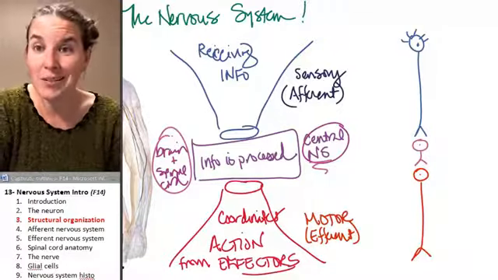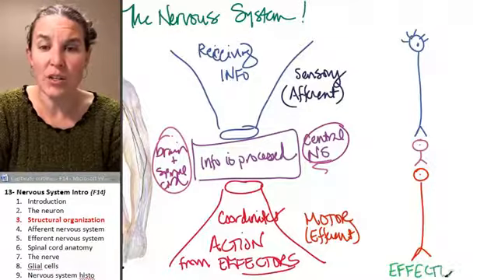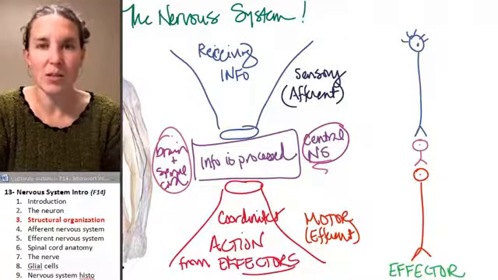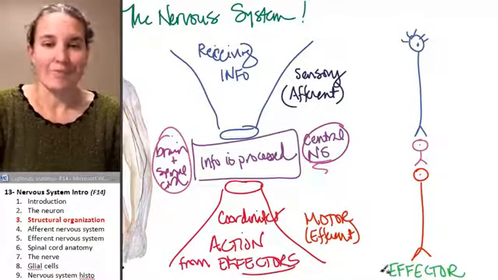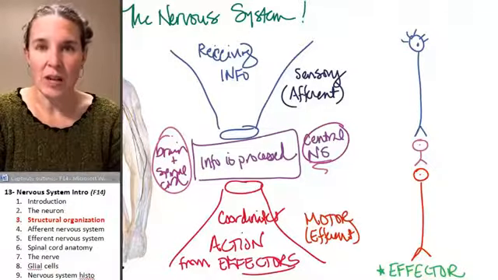To the effector, whoever that is. Could be a skeletal muscle, could be your heart, could be your eyeballs, your blinking eyeball, whatever. Somebody's going to do something, and that's your effector, and the information travels in that direction.